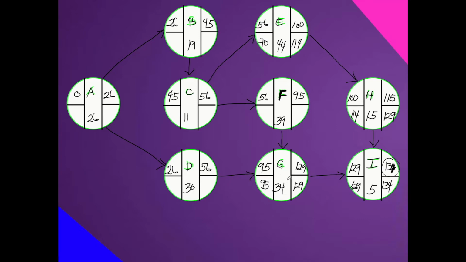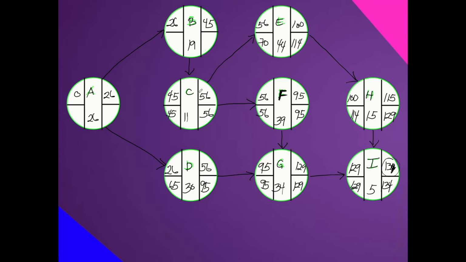Next, for activity G, dahil dalawa yung nakakonekta sa kanya, kopyahin natin itong 95 dito for F and dito for D. So, for F, 95 minus 39, this will be 56. For D, 95 minus 30, this will be 65. Next, dito tayo sa C. Dahil dalawa naman sila, 70 versus 56. Again, pag backward pass, mas maliit ang pipiliin. Therefore, ang magiging latest finish ni activity C is 56. So, 56 minus 11, this will be 45.